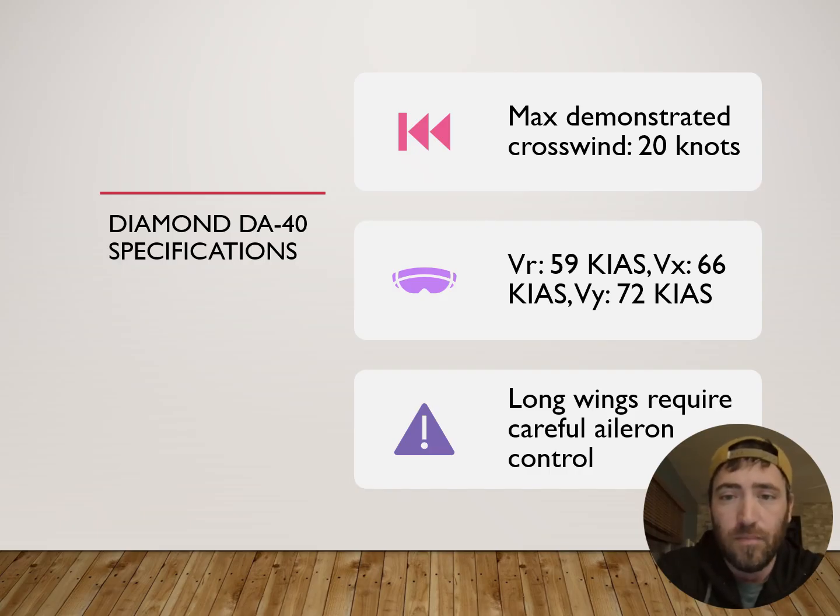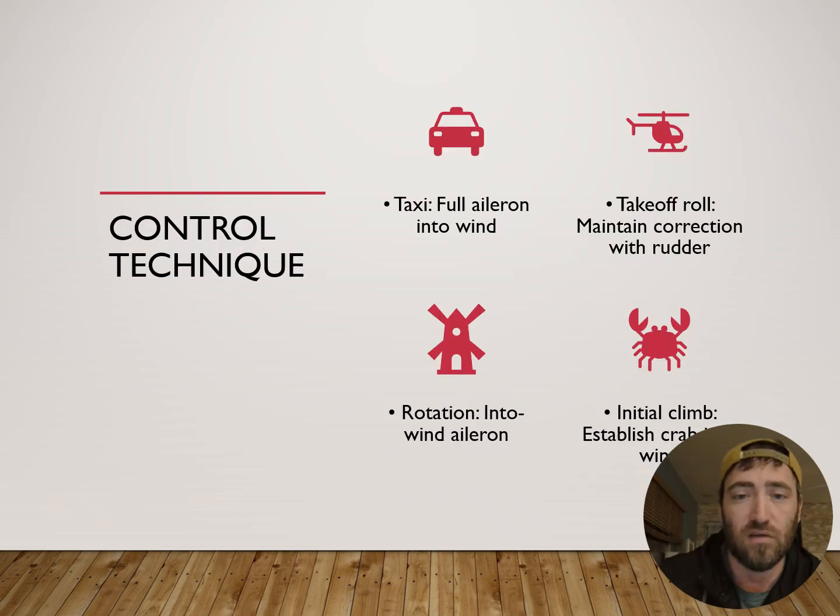The Diamond DA40 has a max demonstrated crosswind of 20 knots. We rotate at 59 knots. VX is 66. VY in climb out, which we'll plan to climb out at, is 72 knots. It does have longer wings than a lot of other private pilot aircraft, so we need to take that into account, make sure we have careful aileron control throughout the execution of the maneuver.